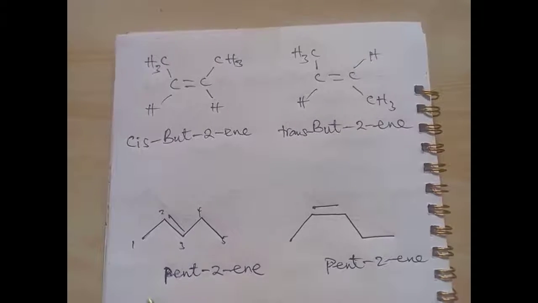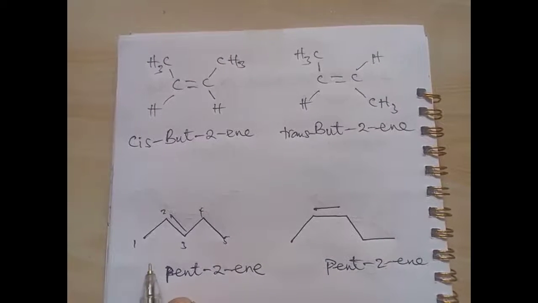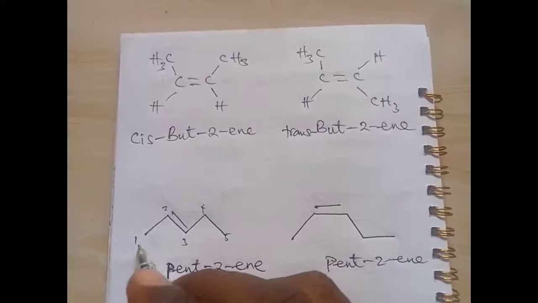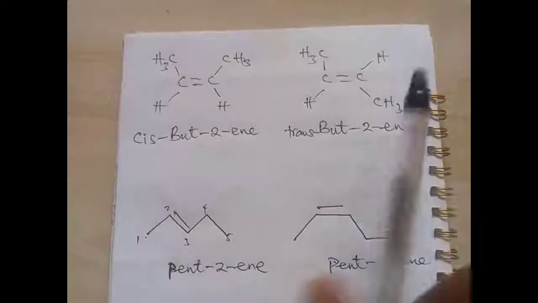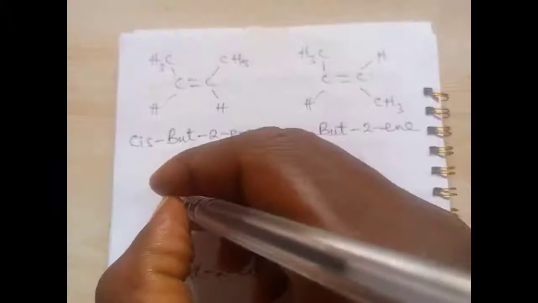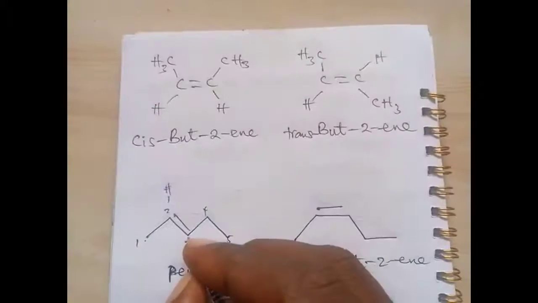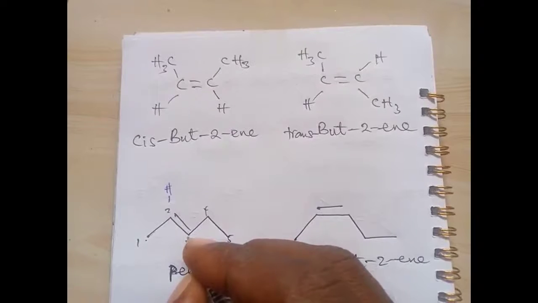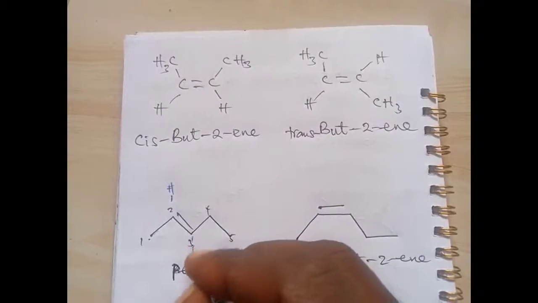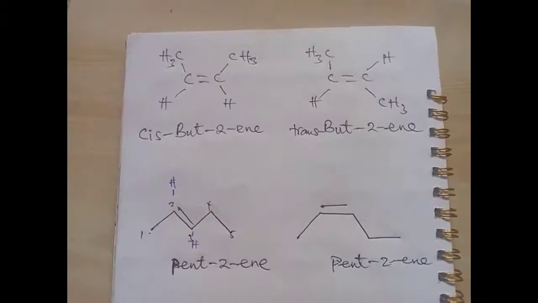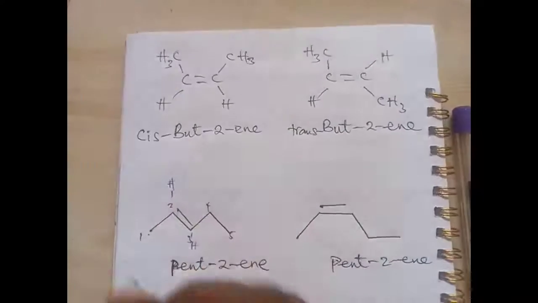Now, for us to know whether they are trans or cis, the carbon atom carrying the double bond here has one hydrogen. This carbon atom also carrying the double bond has another hydrogen here. So you can see they are on opposite sides. Because of that, this one is trans.